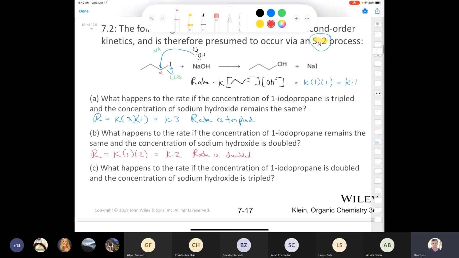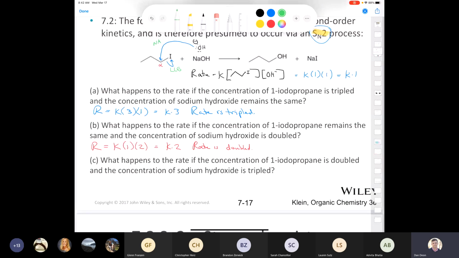Nothing more than that. If we take a look at C, there used to be a question pretty much identical to this one on the ACS final. It says, what if you double the concentration of iodopropane and you triple the concentration of sodium hydroxide? So you'd have 2 times the concentration of iodopropane and 3 times the concentration of sodium hydroxide. That would be K times 2 times 3, which is 6. And therefore, we'll say rate is 6 times faster. Okay. Rate is jacked up big time. All right, there we go.